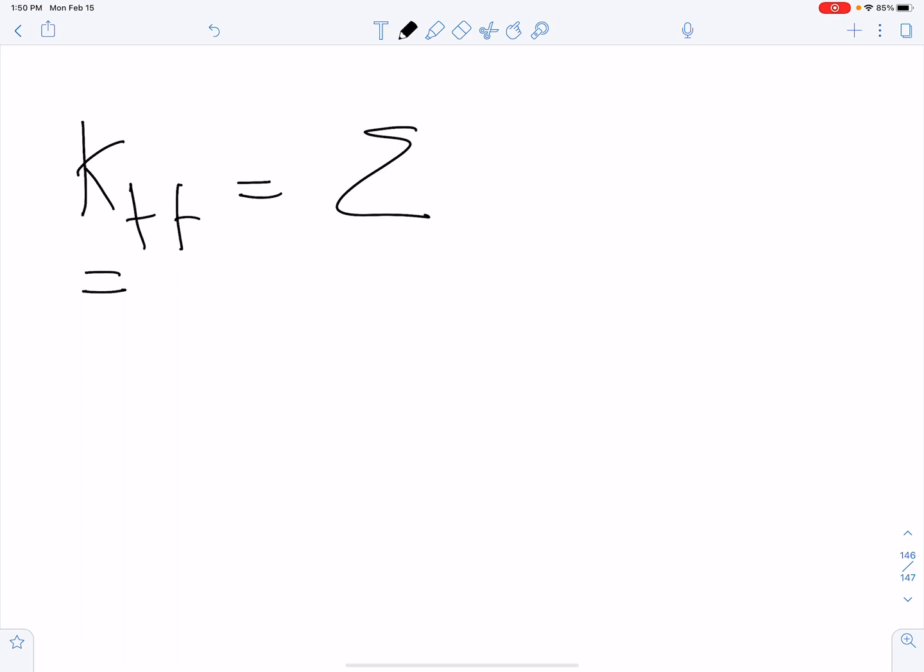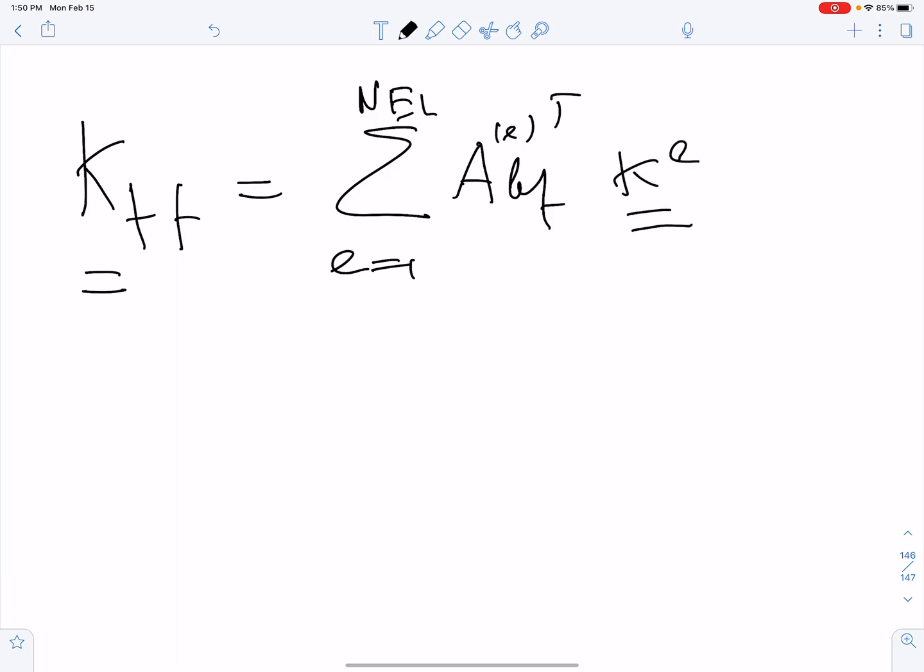Okay, so last lecture we examined the relationship KFF, the structure stiffness matrix, equals the sum over E equals 1 to the number of elements, NEL, of ABFE transpose, KE, the individual element stiffness matrices, times ABF for element E. Okay, so this expression comes out of a theoretical analysis, so it's good to show theory.